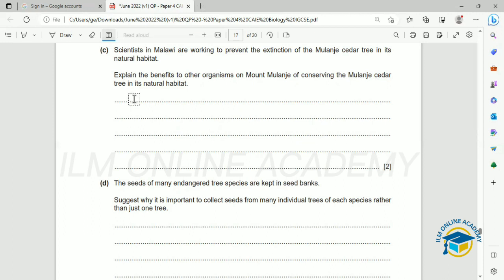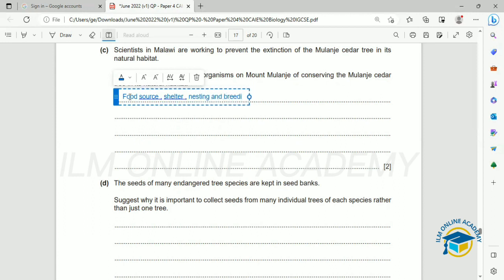So firstly, it is their habitat. It gives them shelter, right? It is also a source of food for them. And with that, it is a shelter, or the nesting and breeding space for birds, many types of birds.